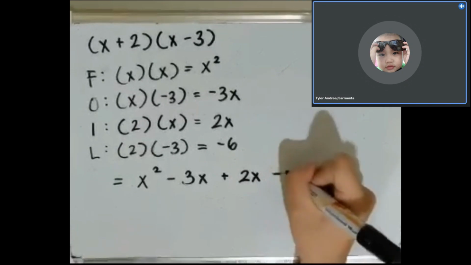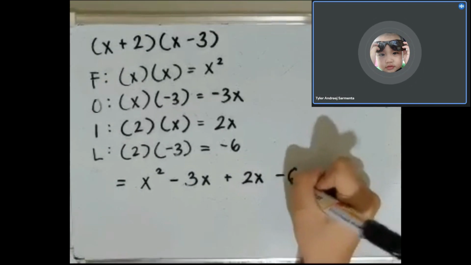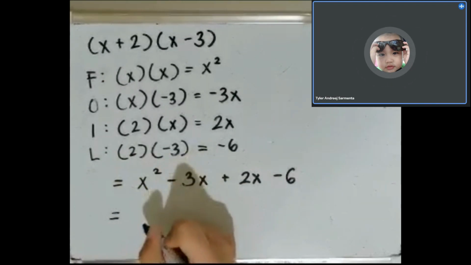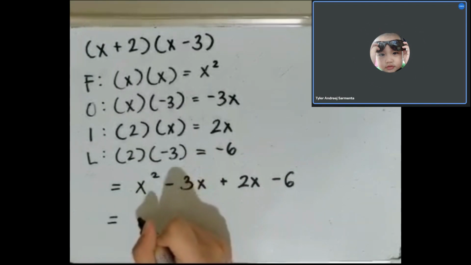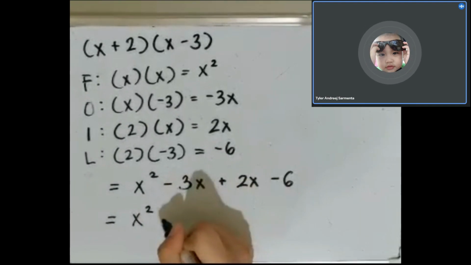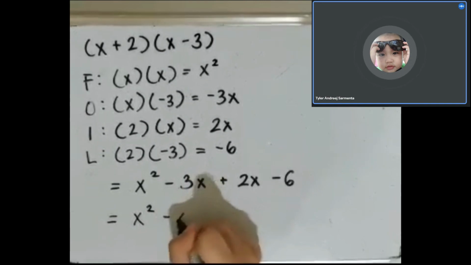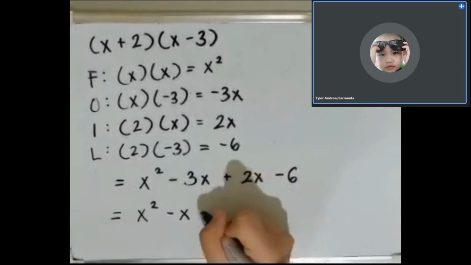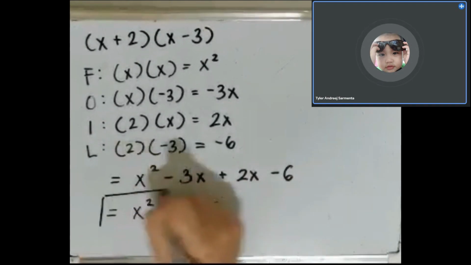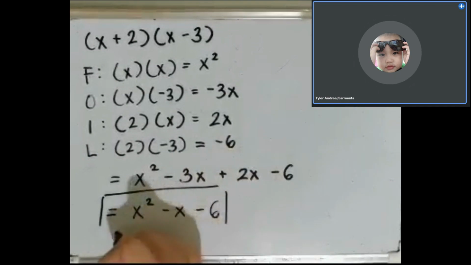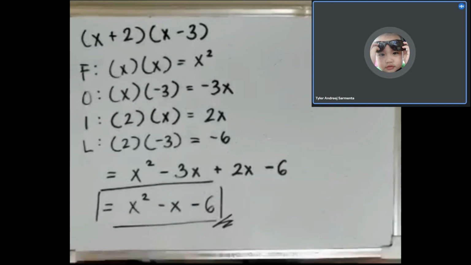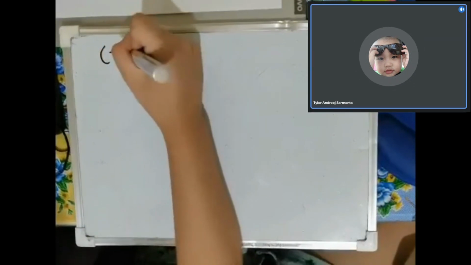To get the final answer, we combine like terms. To combine like terms, we need to make sure that the exponent of the term is the same. In this situation, the like terms are negative 3x and positive 2x, and you need to add them. The answer will be negative x. So the answer will be x squared, negative x, and negative 6. That's the final answer.